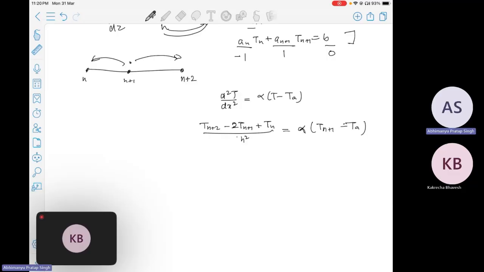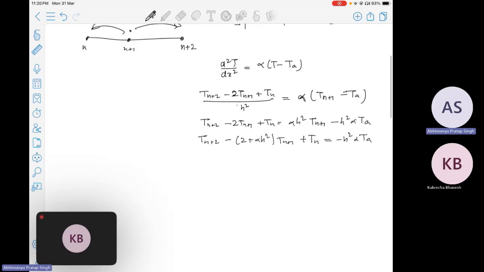Fine. Now the issue is that we don't know this T at the Tn plus 1 node. So let me just rearrange this. We get Tn plus 2 minus 2 Tn plus 1 plus Tn is equal to alpha h square Tn plus 1 minus h square alpha Ta. So we get Tn plus 2 minus (2 plus alpha h square) Tn plus 1 plus Tn is equal to minus h square alpha Ta. Now we take this as equation 1.